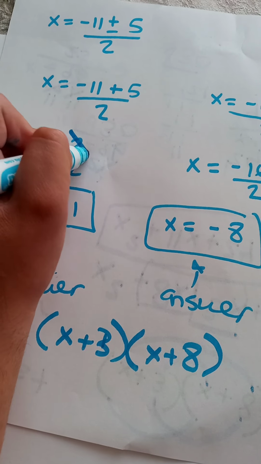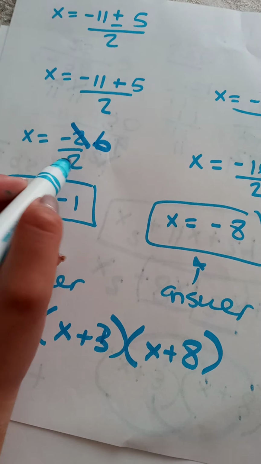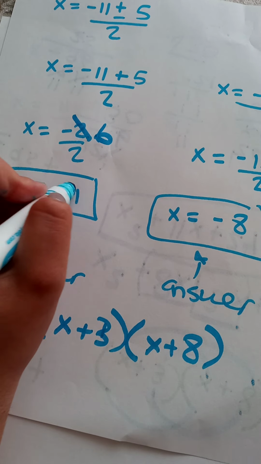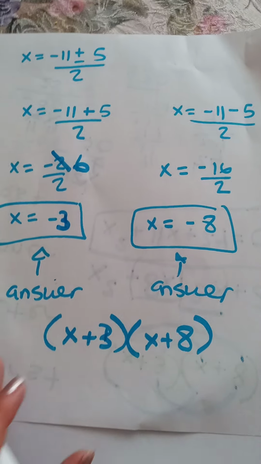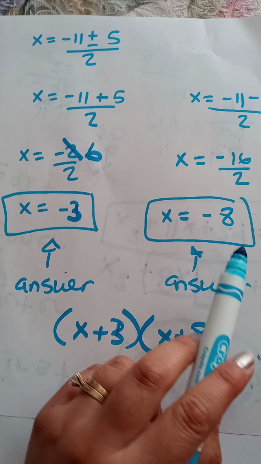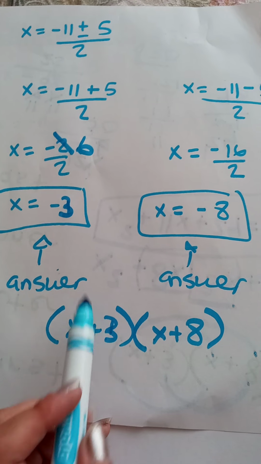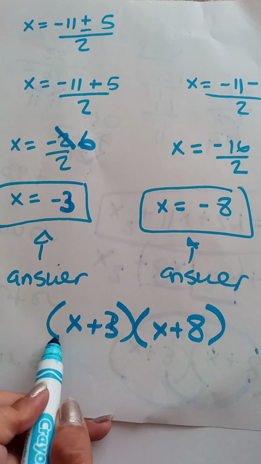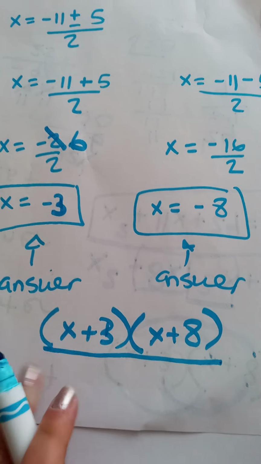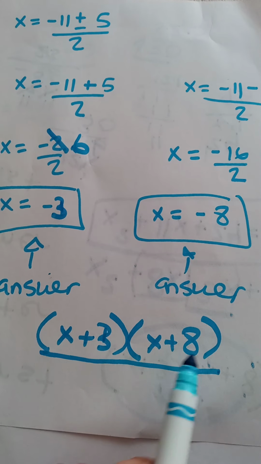So correct that. It should have been negative 6 divided by 2. Should have been negative 3. But anyways, as I was saying, these two are your answers. And it refers back to the same problem we started with, only with opposite signs.